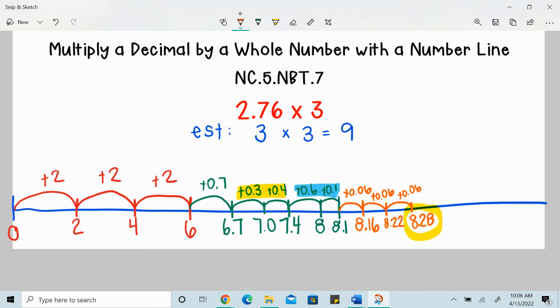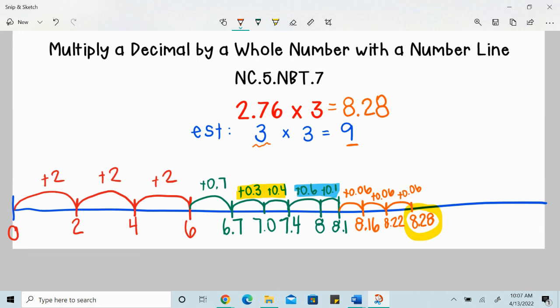And so this would let me know that 2 and 76 hundredths times 3 is 8 and 28 hundredths. And when I compare that to our estimated answer, we had said that our answer would be around 9. I know that 8 and 28 hundredths is pretty close to 9, so that is reasonable. Also, remember that we recognized that our product would actually be close to 9, but a little bit less than 9, since we had rounded our factor of 2 and 76 hundredths up when we said that it was 3 times 3 for our estimate. And so it makes sense that my answer of 8 and 28 hundredths is close to 9, but actually a little bit less than 9.